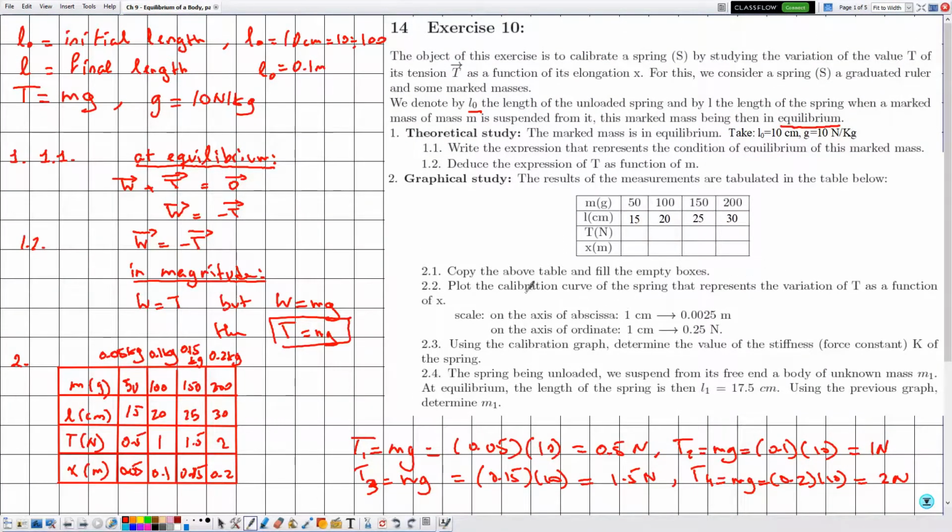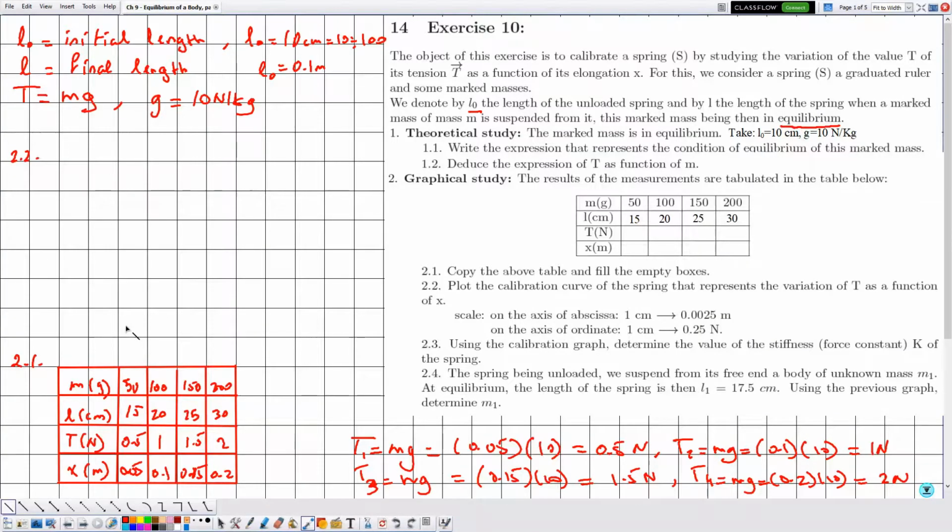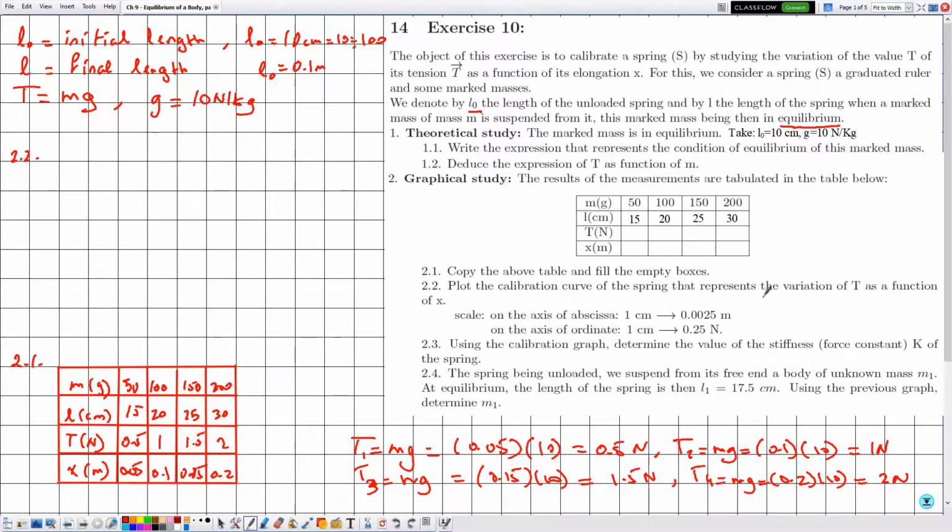Now in 2.2 they are telling me to plot the calibration curve of the spring that represents the variation of T as a function of x. Let me make some space. Now because we need to plot a curve, and the curve can only be plotted in an orthonormal system or a system of axes. So it will be given by T as a function of x. So it's always convenient to take a look at the values that we have. We need to plot the curve.